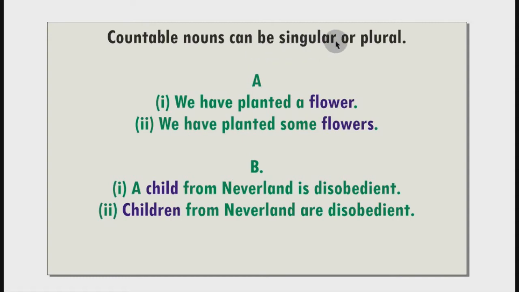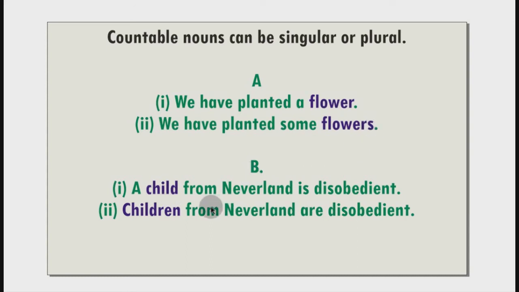Countable nouns can be singular or plural. Example A, Roman figure 1: we have planted a flower. Here, flower is singular. Roman figure 2: we have planted some flowers. Here, flower is in plural form with S, flowers.